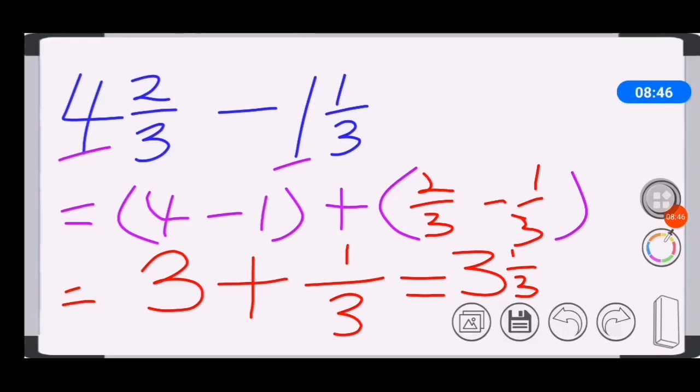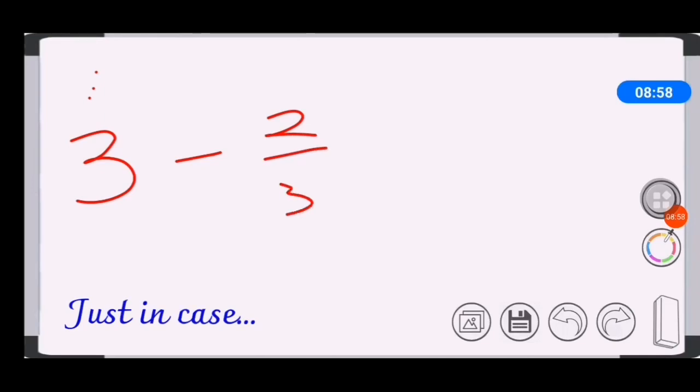I recommend the first one because of cases like this. If after simplification we got 3 whole minus, for example, 2 over 3, instead of a plus it is a minus, then scholars or learners get confused here. They don't know what to do. However, this is how you can solve this.